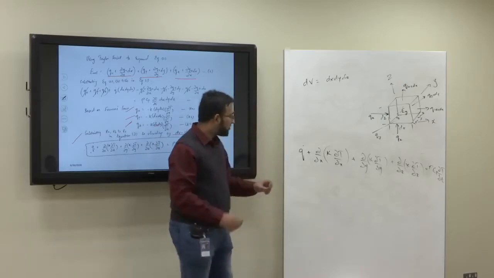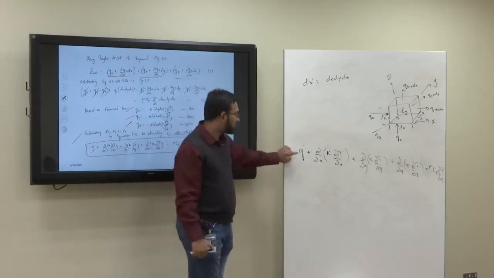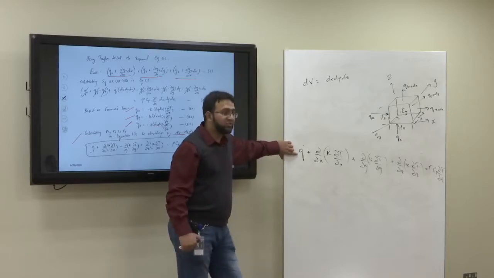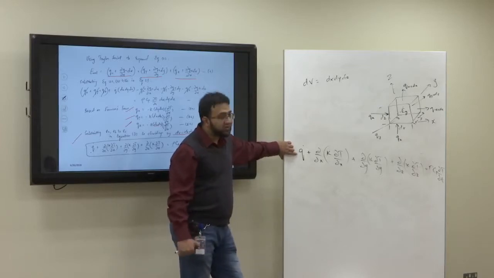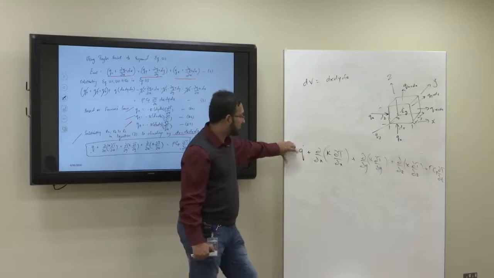Now you need to understand each and every term in it. The first term is about the heat generation. If there is no heat generation, then this term will be 0.